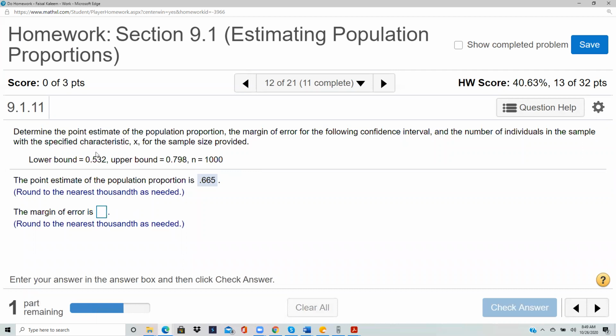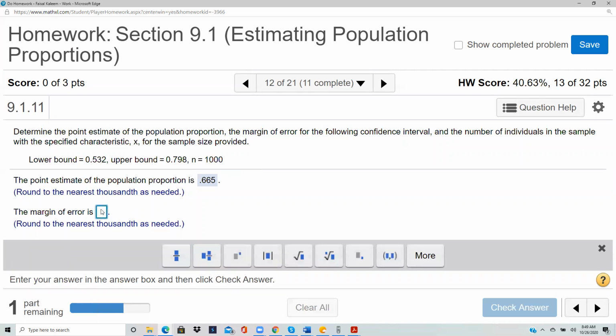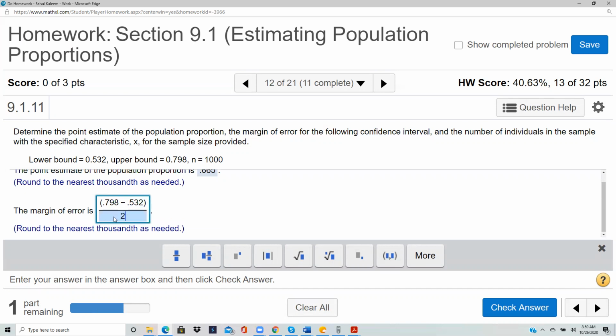And margin of error is U minus L divided by 2. So it would be 0.798 minus 0.532 divided by 2. Okay, so what would that be? That's 0.266 divided by 2, so 0.133.